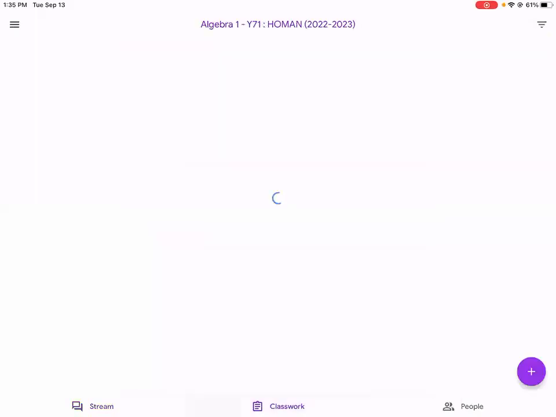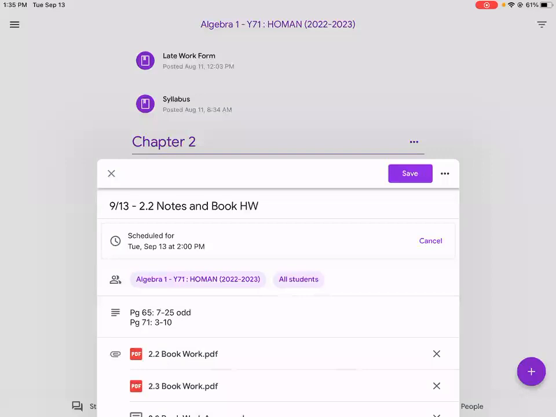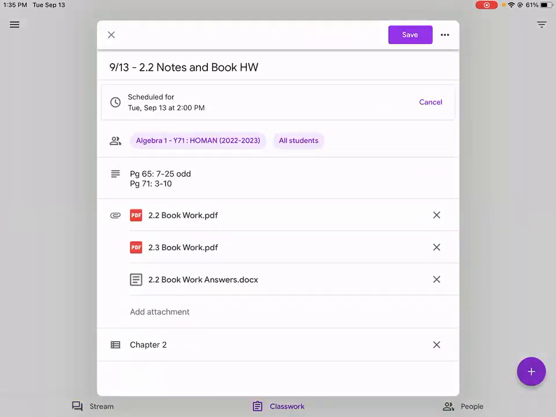When you go to classwork, you can see that first of all, if you ever need to reference the gold sheet, it's going to be at the very bottom of chapter 2. And then here, you have 2 different pages. There's a page for 2.2, that's going to be page 65. There's a page for 2.3, that's going to be page 71. And then your answers to check. Does that make sense?